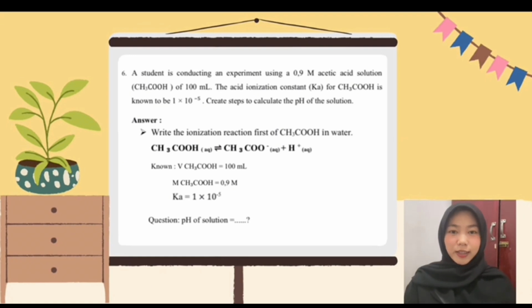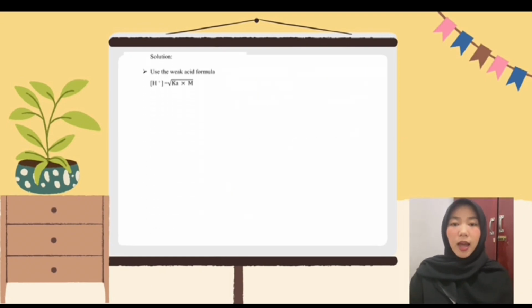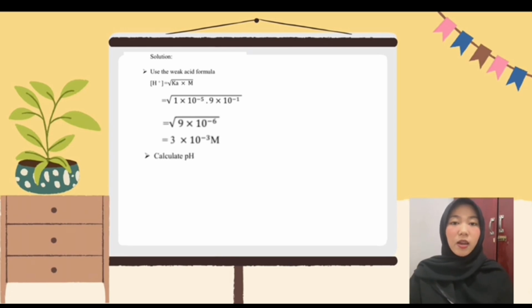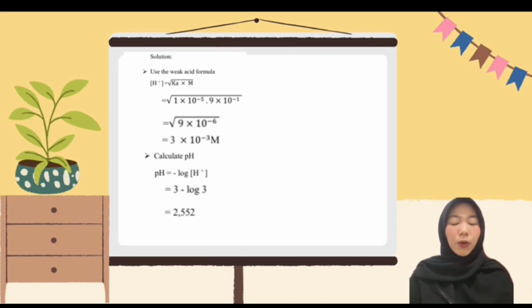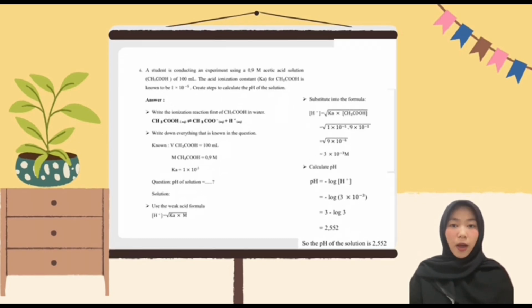Question: pH of the solution. I use the weak acid formula: concentration of H plus equals the square root of Ka times M, equals the square root of 10 to the power of minus 5 times 9 times 10 to the power of minus 1, equals the square root of 9 times 10 to the power of minus 6, equals 3 times 10 to the power of minus 3 M. Next, determine the pH with the equation pH equals minus log concentration of H plus, equals 3 minus log 3, equals 2.552. So, the pH of the solution is 2.552.